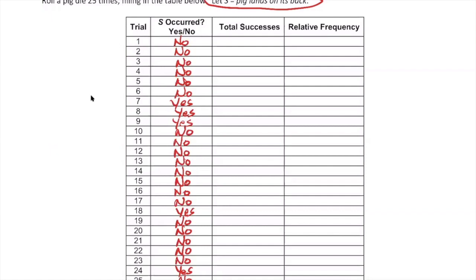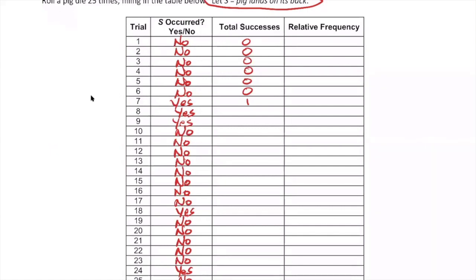On trial one, I had a 0 because I didn't get anything. On trial two, I still have a 0 because I still haven't gotten it to land on its back. You would only increment this when you get a yes. So on trial 7, I had a yes, so now I've had 1 success.